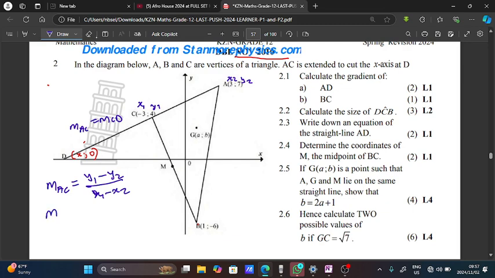So now let's substitute. The gradient of AC equals what? Now y1 here is 4 minus y2, 7, over x1, which is negative 3, minus what do you get? 3, because I'm having x1 and x2. So now what do you get? I will have negative 3 over negative 6. So the answer will be 1 over 2. So now can we say the gradient of AD equals 1 over 2? Clear?